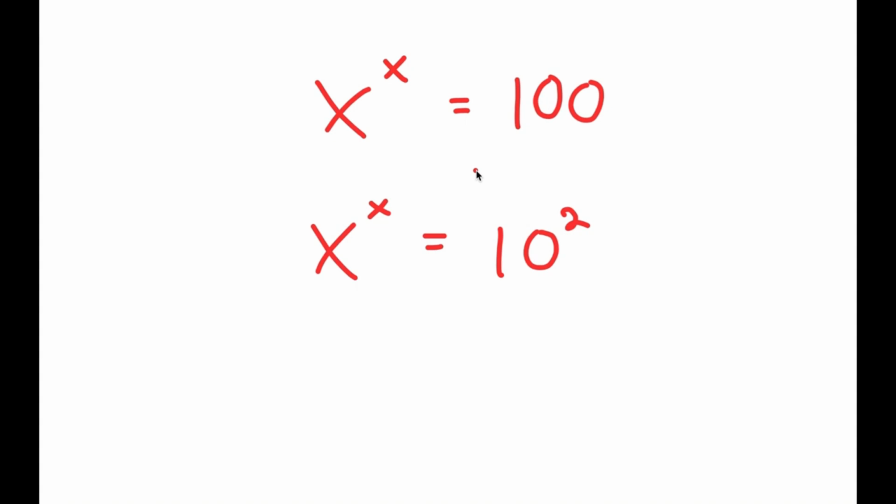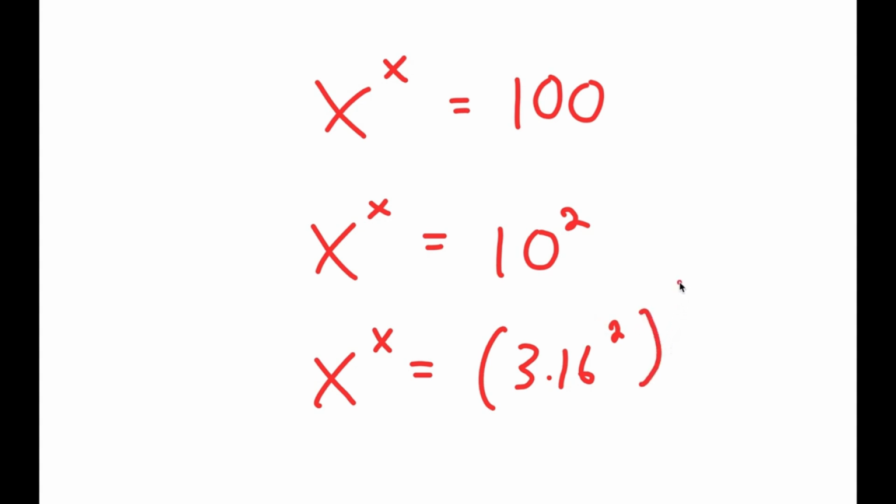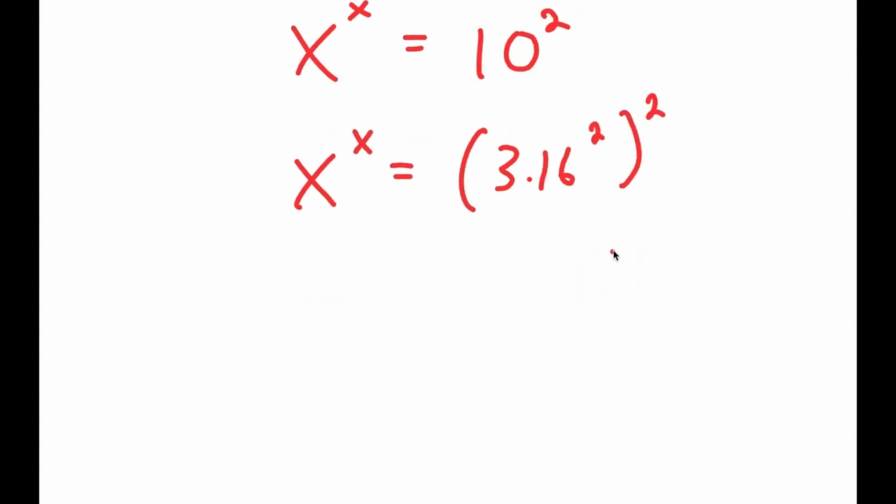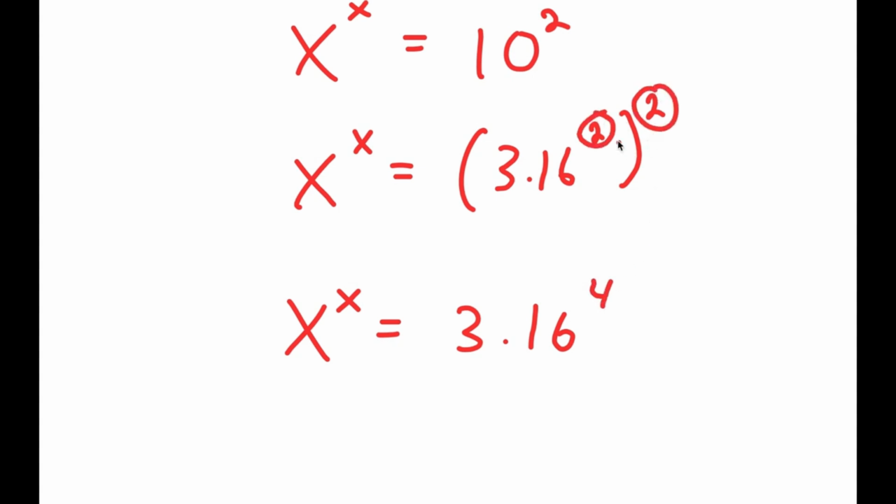I can rewrite 10 squared as 3.16 squared to the power of 2, because 10 is the same thing as 3.16 squared. Now, this is the same thing as 3.16 to the power of 4, because these two multiply.